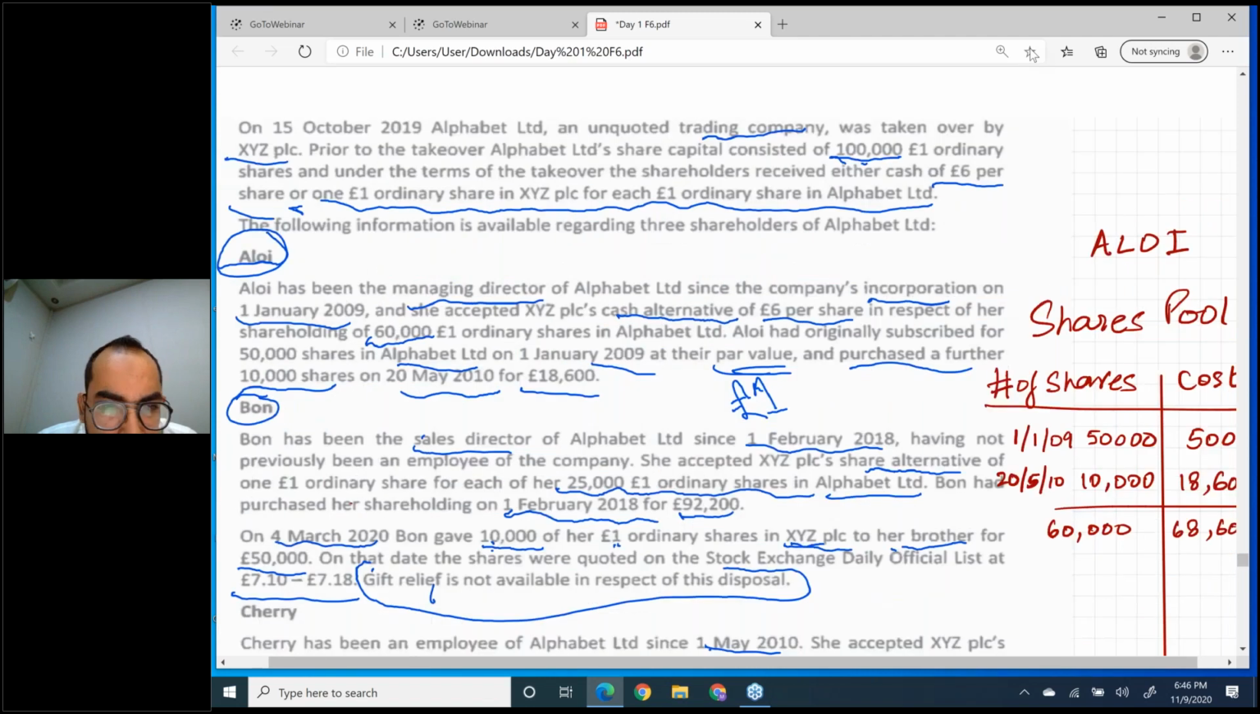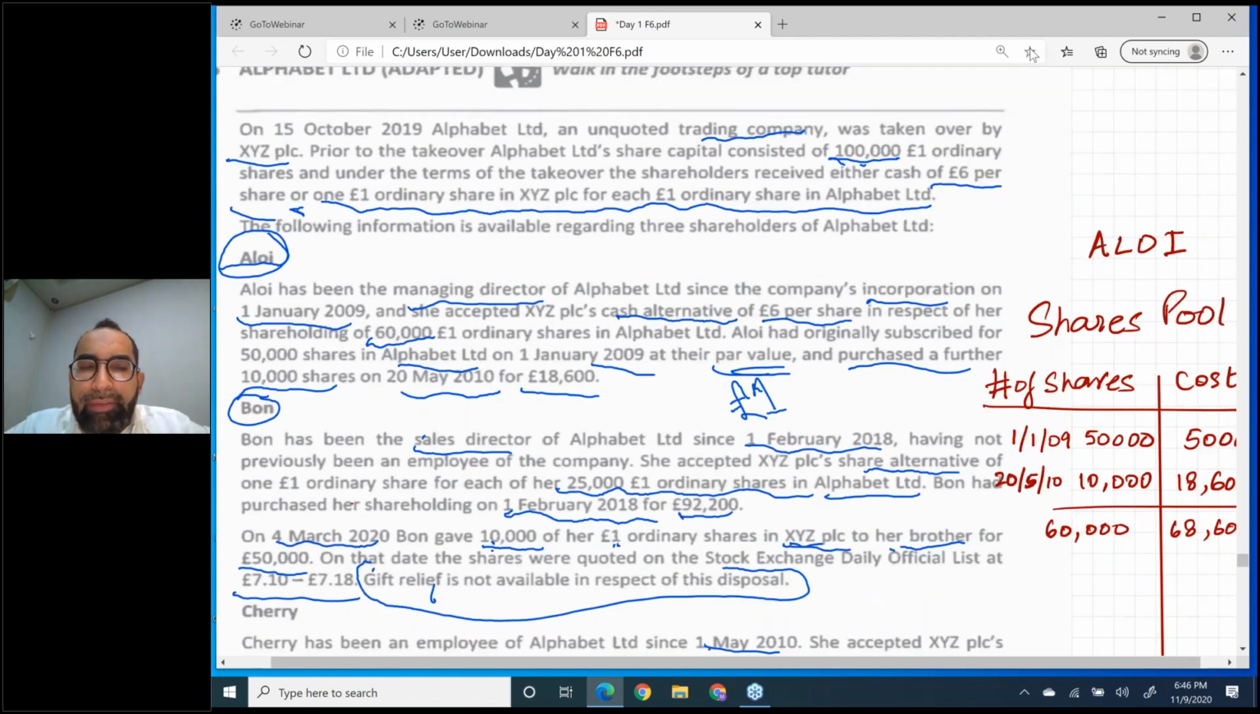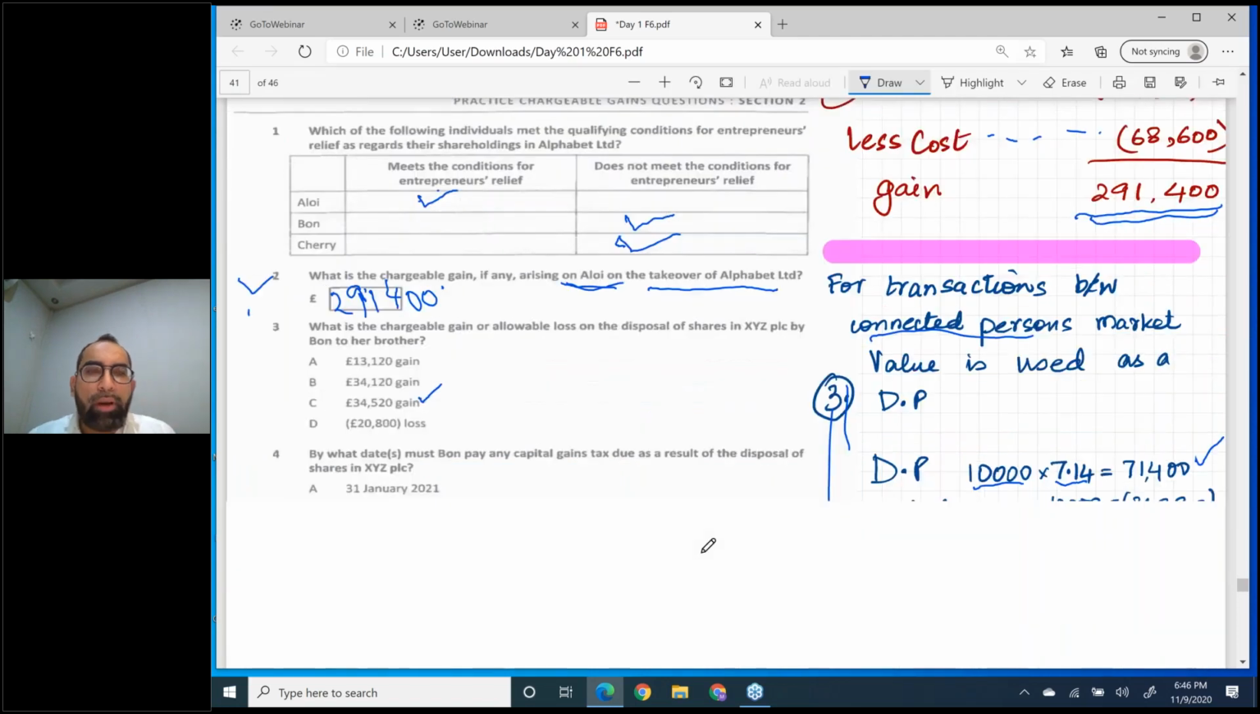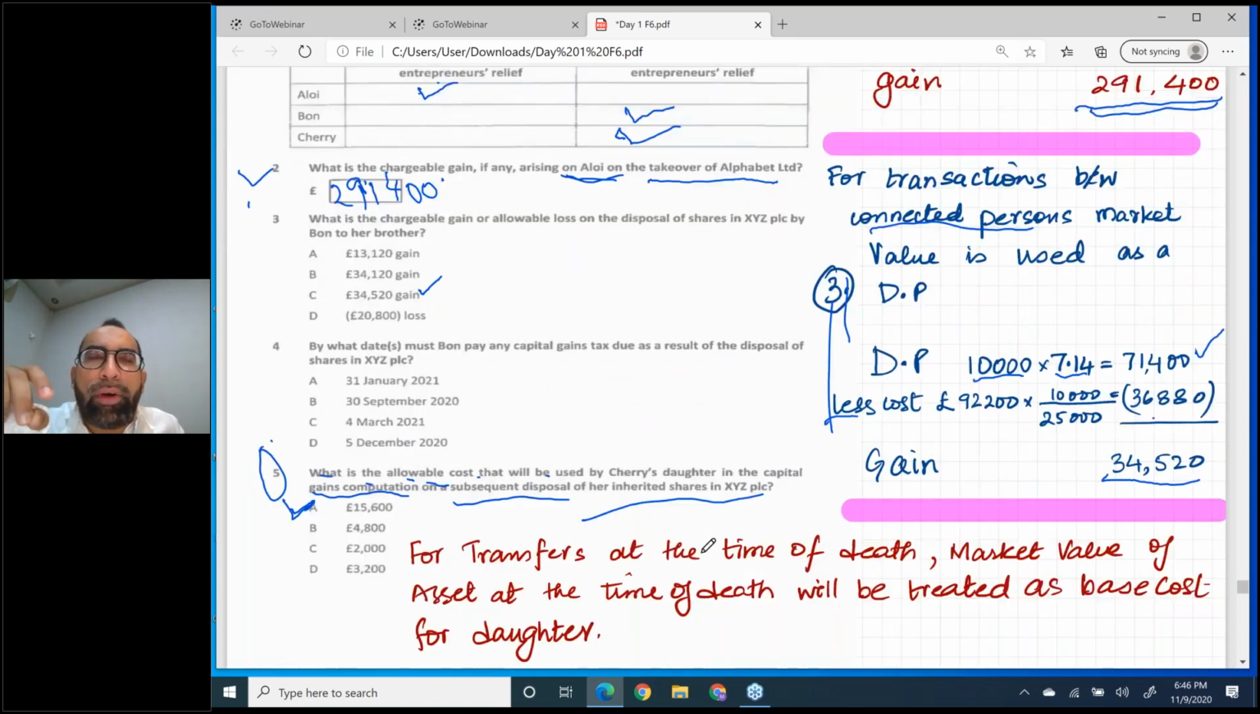Bond gifted the shares on 4th March 2020, which is in the 1920 fiscal year. What is the date of the balancing payment? The balancing payment date is 31st January following the end of the fiscal year. The 1920 fiscal year ends on 5th April 2020, and the 31st January after that is 31st January 2021.